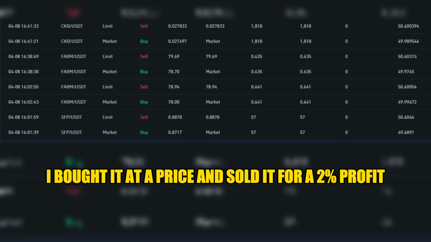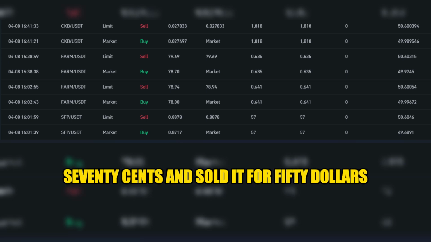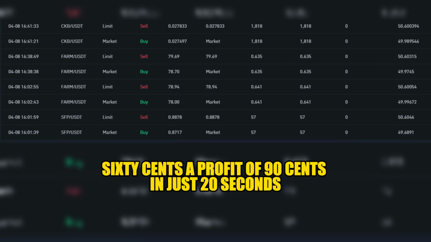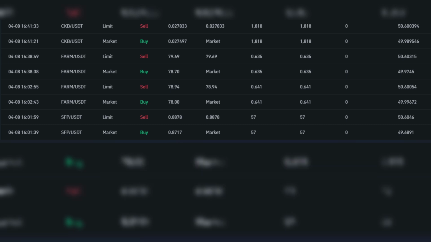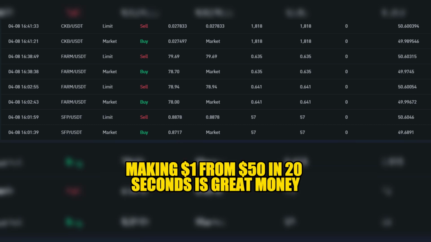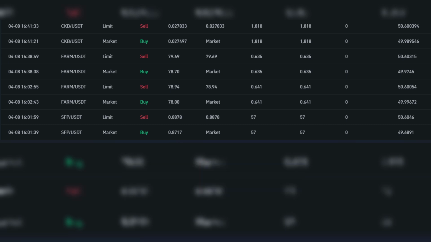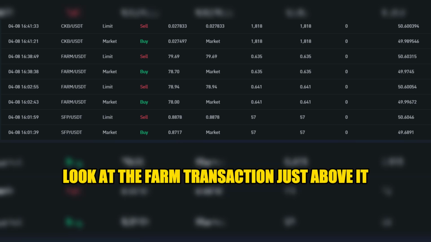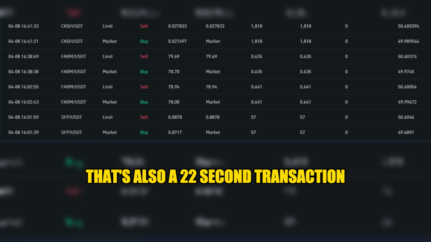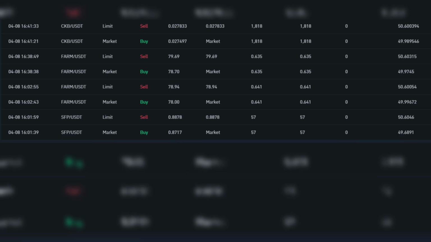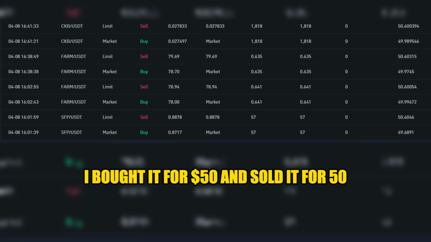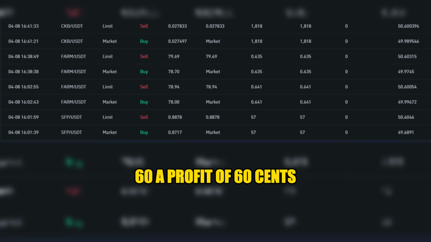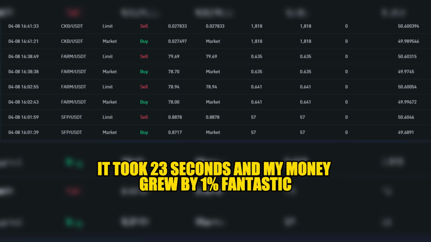I bought it at a price and sold it for a 2% profit. I bought it at $49.70 and sold it for $50.60, a profit of 90 cents in just 20 seconds. Making $1 from $50 in 20 seconds is great money. Look at the farm transaction just above it. That's also a 22-second transaction. I bought it for $50 and sold it for $50.60, a profit of 60 cents. It took 23 seconds, and my money grew by 1%.